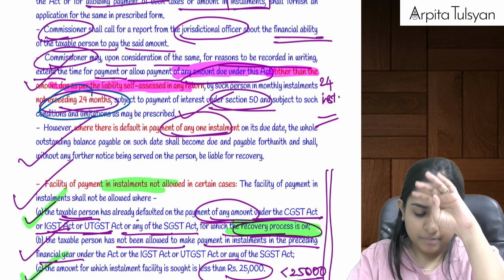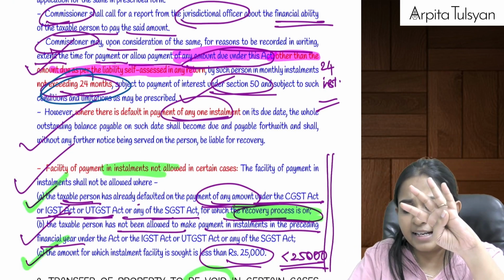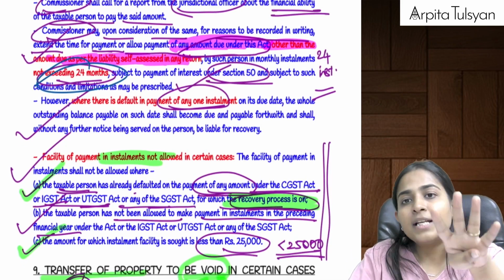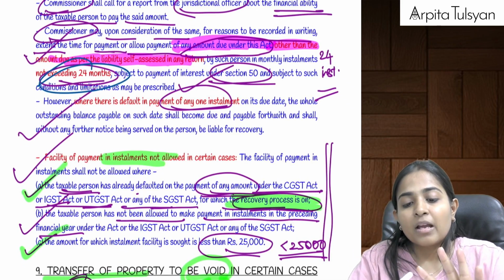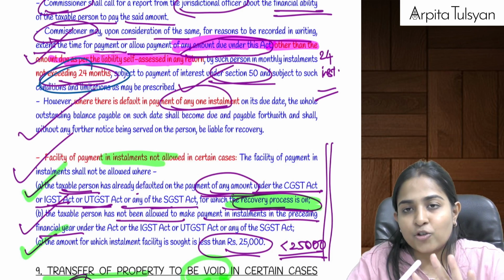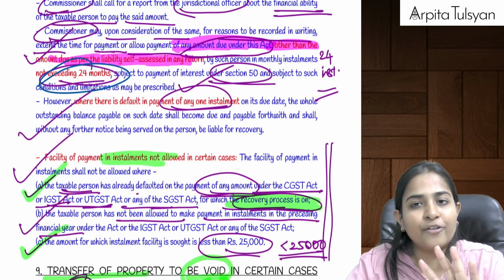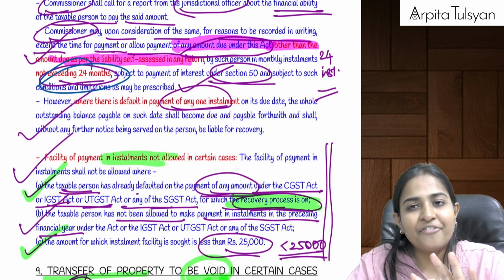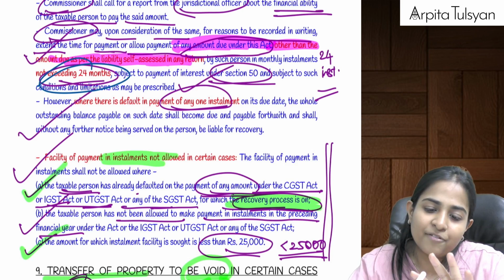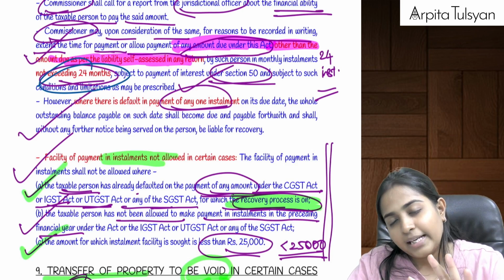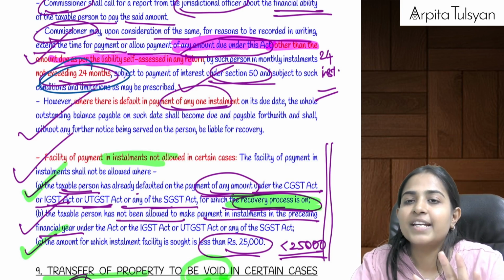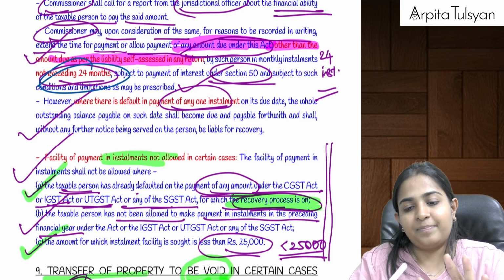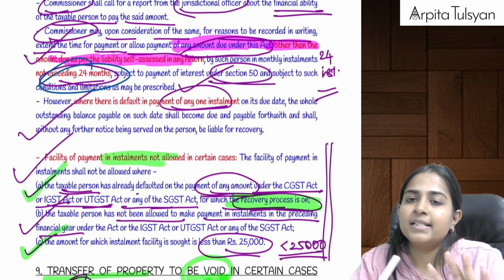Four cases where installment will not be allowed. Suppose we have given you installments, and in one installment also you have done a default. In such cases, further installments will not be available.